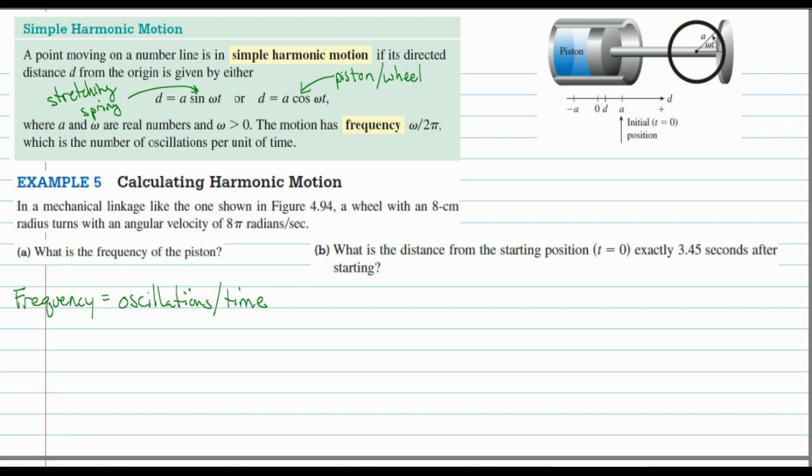Well, frequency by definition is the number of oscillations per 1 unit of time. This problem gives us that the object rotates at 8 pi radians per second. Well, I know from my study of the unit circle and radians in general that 8 pi radians is 4 full rotations. So this will do 4 oscillations in 1 second. So that is the frequency, 4.